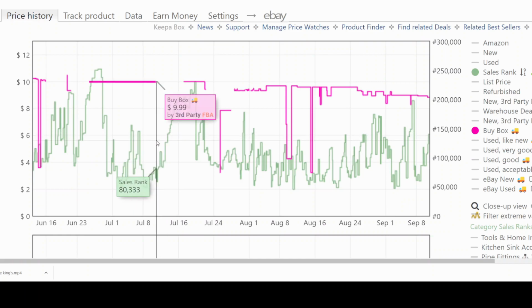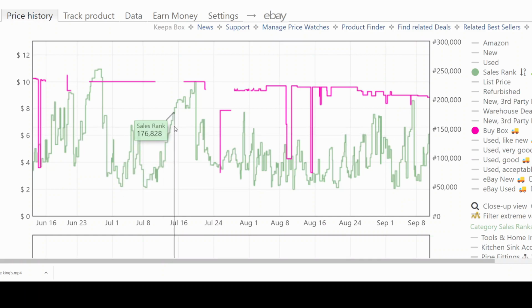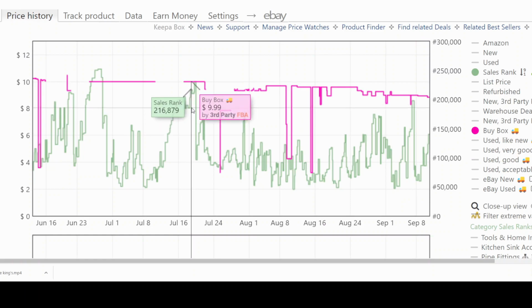For whatever reason, there are a few sales right in here, right when it becomes suppressed, but the sales ranking is going up, so it is showing that it's not selling. But as soon as the buy box did come back, it started to sell again. So sales can be made again in this area right here where it's suppressed. You can see that the sales ranking is going down. So even though the listing is suppressed, you can still get sales without having a buy box.